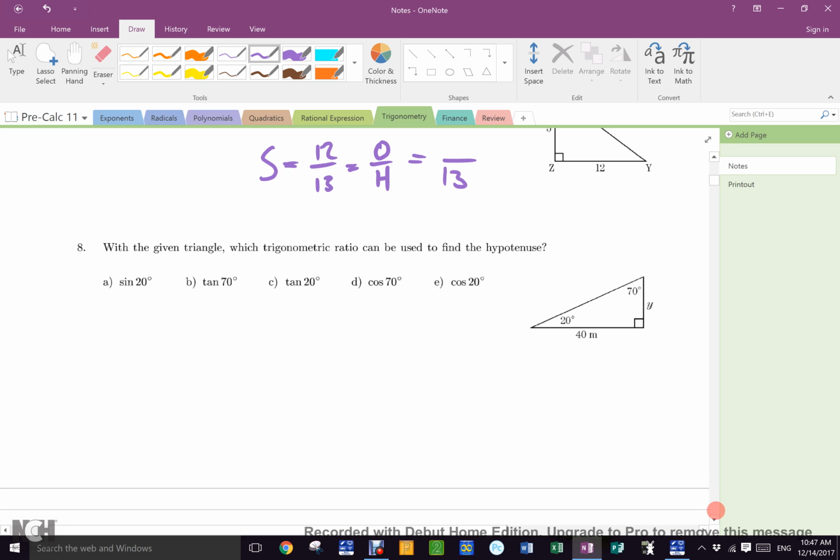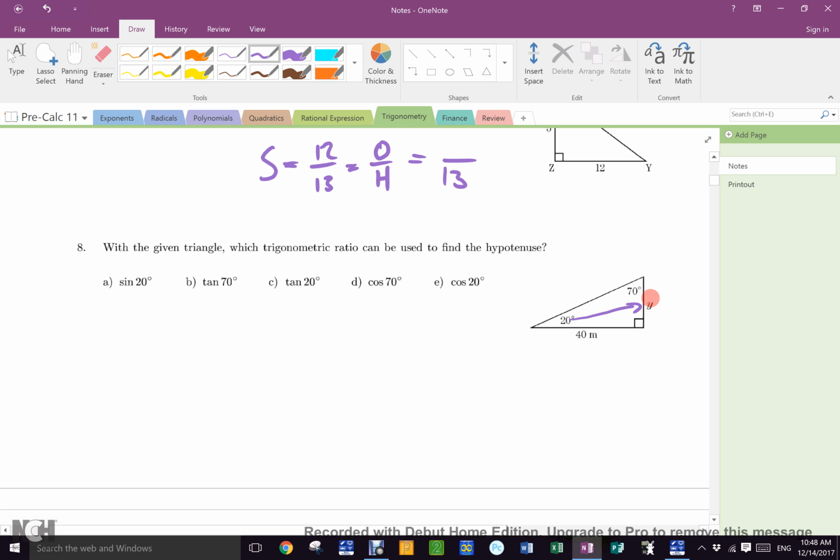Number 8. What trig ratio can I use to find the hypotenuse? So I need the hypotenuse, and I got to use trig. So I have to use sine or cos, yeah? Because tan doesn't get me the hypotenuse. So, could I get the hypotenuse with 20? Could I use sine? Yes or no?